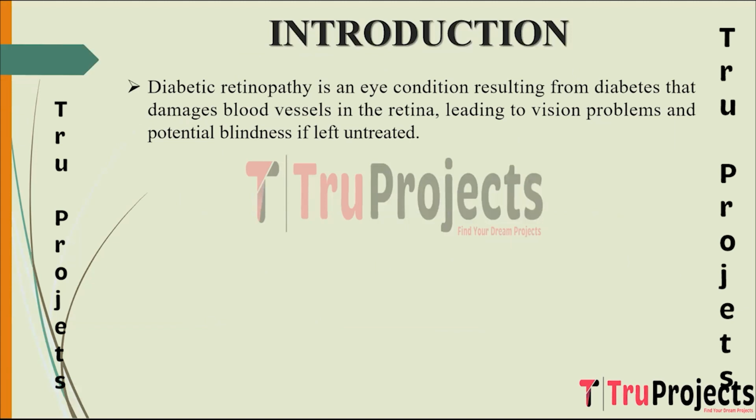Introduction. Diabetic retinopathy is a complication of diabetes that affects the eyes, specifically the retina. High blood sugar levels associated with diabetes can damage the tiny blood vessels in the retina, leading to vision problems and potentially causing blindness if not managed properly.